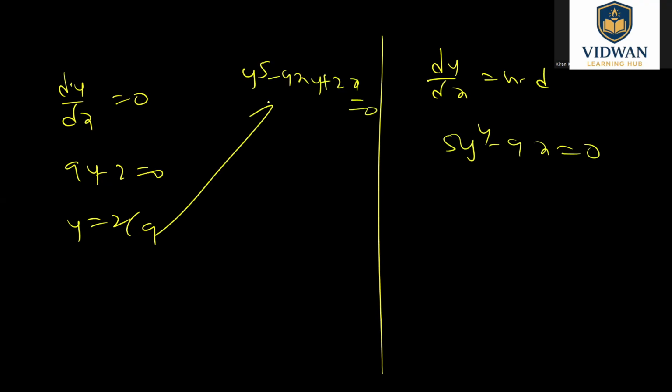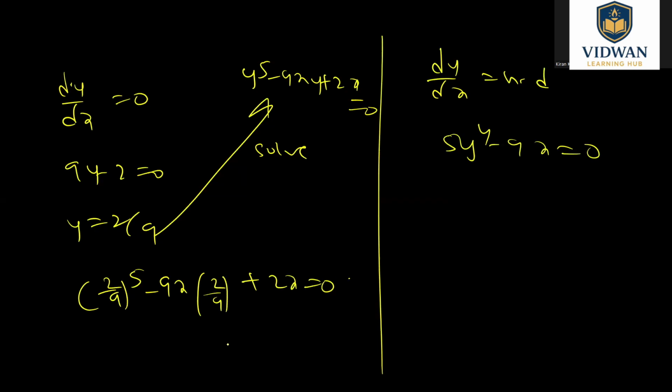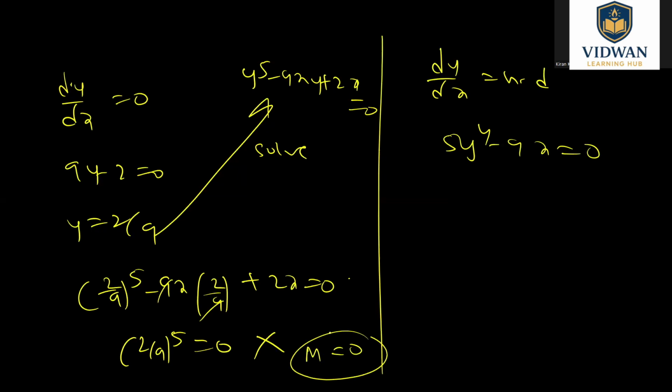You can solve these two. Let us put y equal to 2 by 9 in that. You will get (2 by 9) power 5 minus 9x into 2 by 9 plus 2x equal to 0. So how many values will you get from here? One value or two values? Is it even satisfying? Here the 9 will cancel, minus 2x and 2x will cancel, and you get an absurd result: (2 by 9) power 5 equal to 0, which is absurd. So that means there is no such point. So m will be 0, because m is the number of points where dy by dx was 0, and you are getting no such point. So m is 0.